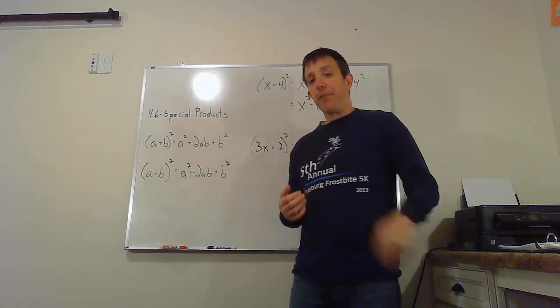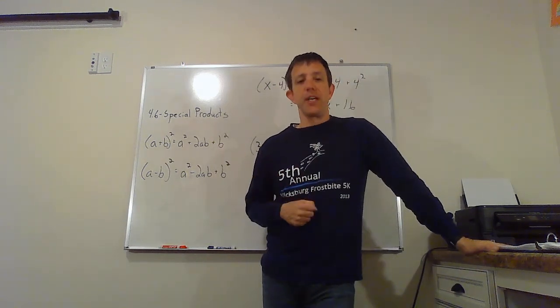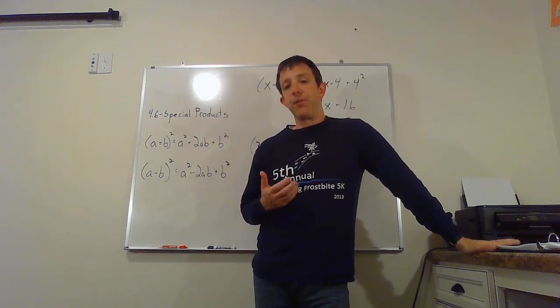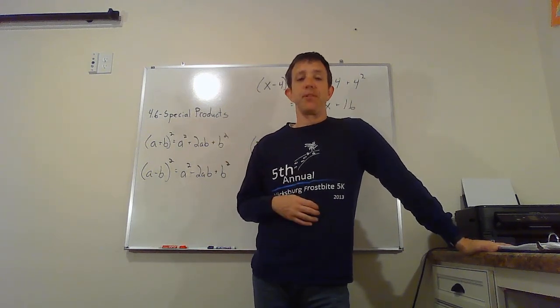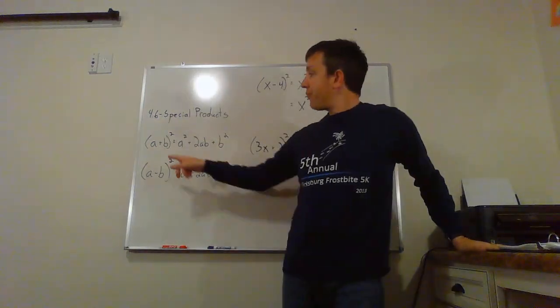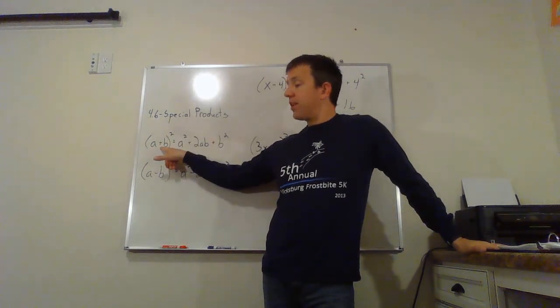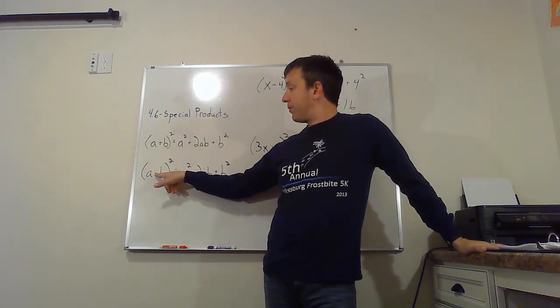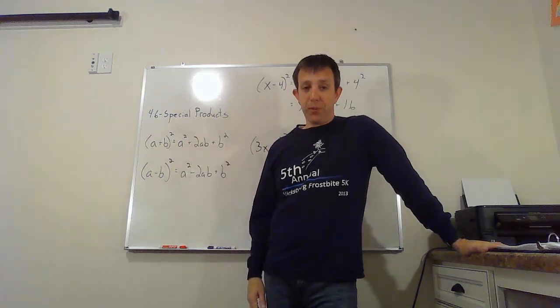So we have three of them. The first two are really almost exactly the same. The third one's a little bit different. I'm going to do a total of 4 examples here for you. So here are our first two patterns. We have a binomial with addition in the middle squared and a binomial with subtraction in the middle squared.